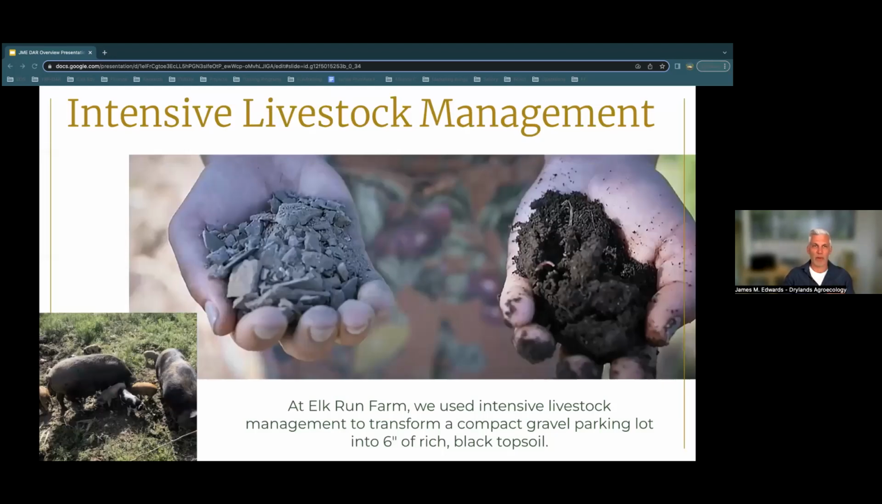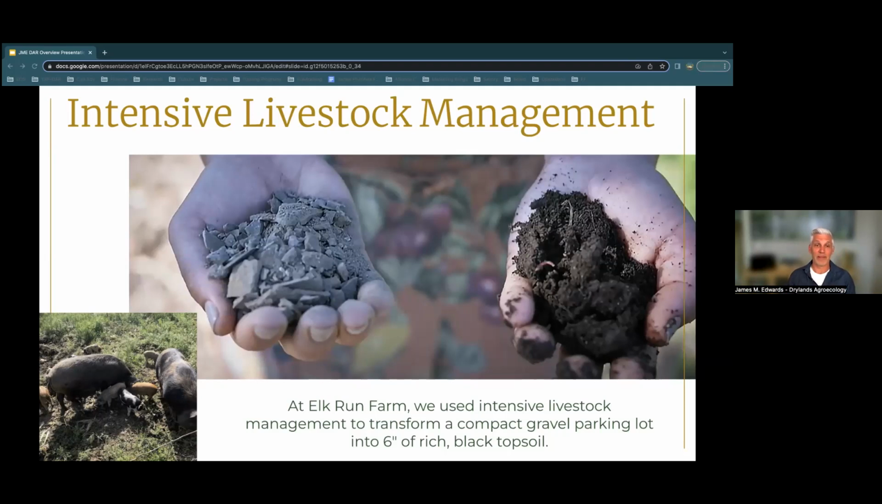Here's another example of how we use livestock. So when we first arrived at Elk Run Farm, there was a large compacted gravel parking lot where the previous owners had been parking heavy equipment, tractors, trucks, excavators, that sort of thing. So if you look at the person's right hand here, in other words, the one on the left side of your screen, that's what the soil looked like in this particular piece of land.